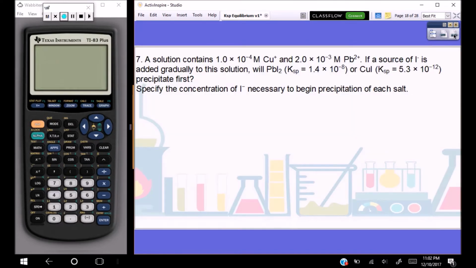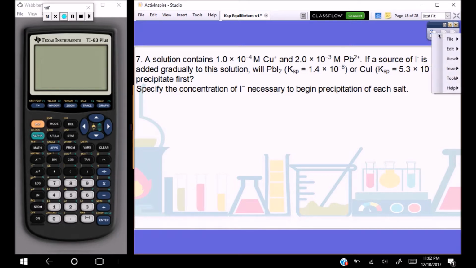All right, so let's do one. So a solution contains 1.0 times 10 to the negative fourth copper plus and 2.0 times 10 to the negative third lead 2 plus. They said if a source of I minus is added gradually to the solution, which one will precipitate first? And they want to figure out the concentration necessary to begin the precipitation of each salt.